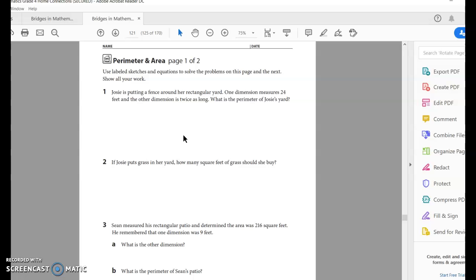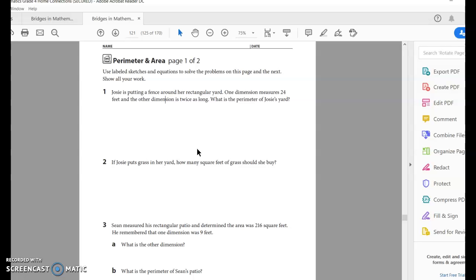All right. Number 1. Josie is putting a fence around her rectangular yard. She's putting a fence. Okay. We talked about what that would be, if it's area or perimeter, if it's like a fence. Josie is putting a fence around her rectangular yard. One dimension measures 24 feet and the other dimension is twice as long. What is the perimeter of Josie's yard?